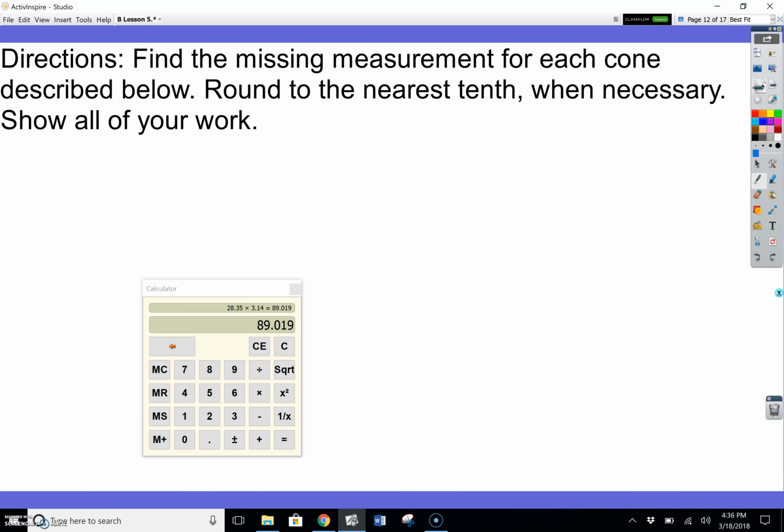All right, so now let's look at this one. It says find the missing measurements for each cone described below. Round to the nearest tenth when necessary. Show all your work. So what I'm going to do, guys, is stop the video right here. I want you then to open up the second video and finish watching it from there.